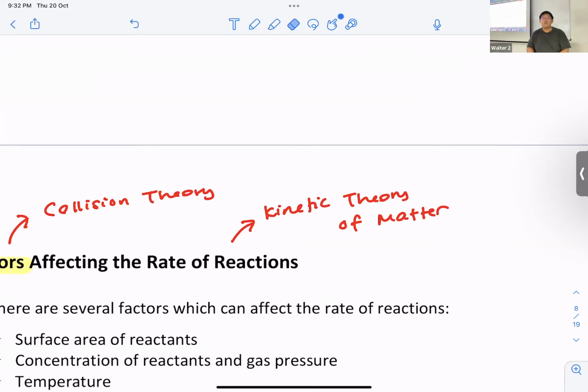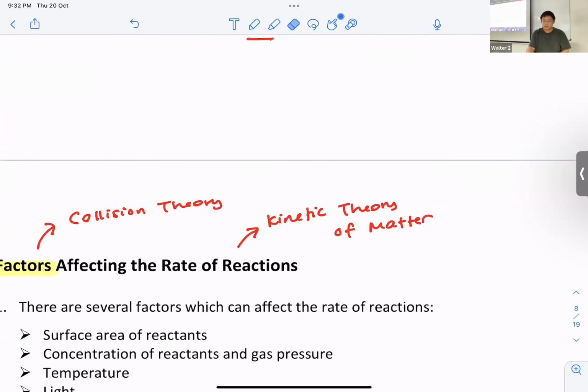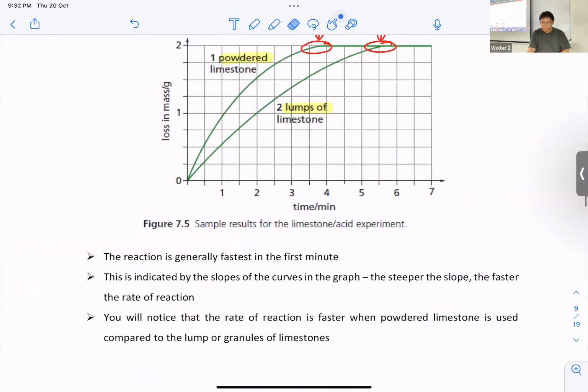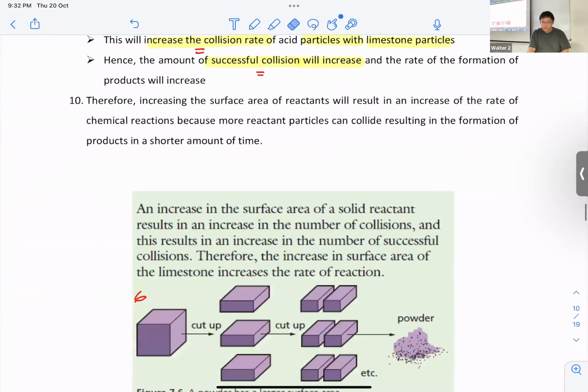Okay? So in the future, if you come back and ask me again, how come I didn't score full marks for this question, I'm going to ignore you. Because I already explained to you many times. You have to relate the collision theory, especially for this chapter. Okay? Clear?